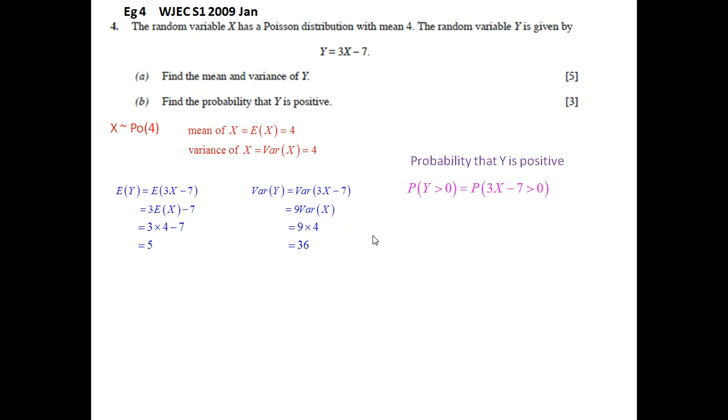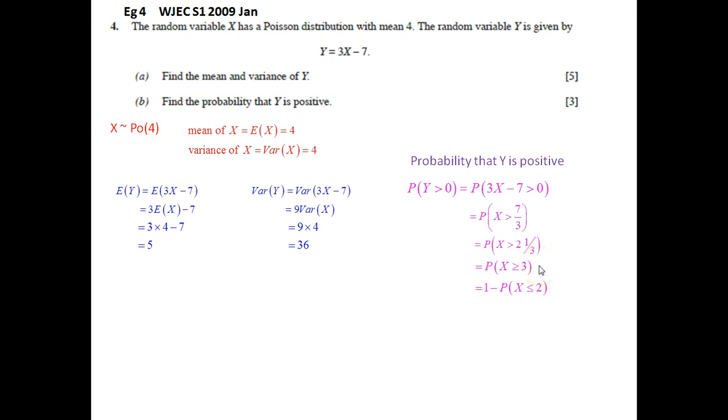The probability that y is positive: I want y to be positive. So instead of y, I put the combination 3x minus 7. I rearrange that to get x, because x is what we've got. So we take the 7 over and divide by 3. It's positive, so the inequality does not change. So x is greater than 7/3. Now x has to be a whole number, therefore we are looking at x is greater than or equal to 3.